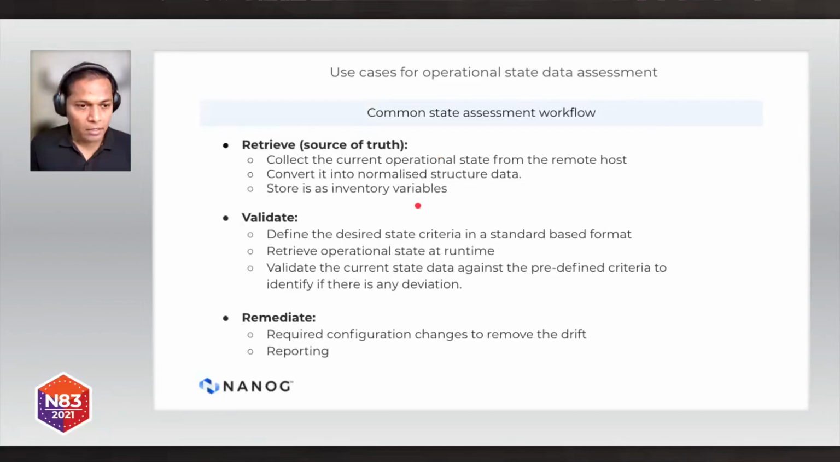Then after we have retrieved the operational state, obviously the next step is to validate. We want to validate whether the operational state meets our criteria. So it will define the desired state criteria in a standard-based format. It will retrieve the operational state at runtime and validate the current state data against the predefined criteria to identify if there is any deviation. If there is a deviation, then it will move on to remediate the state. So it will push certain configuration to remove that drift, or it will report to an external system for any user intervention.